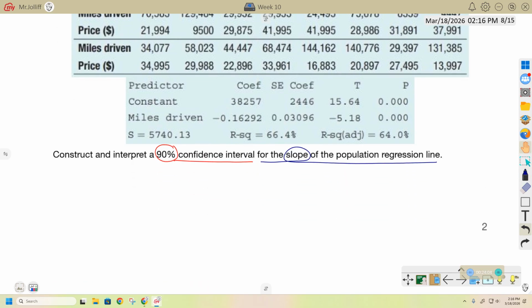So I'm going to scooch you up. I know that for my CI, my formula is b plus or minus t star times s sub b, my standard error for the sampling distribution of sample slopes. b plus or minus t star times SB. Two of those pieces are in the computer output. So I'm going to go back to our computer output and start looking at what's in there.